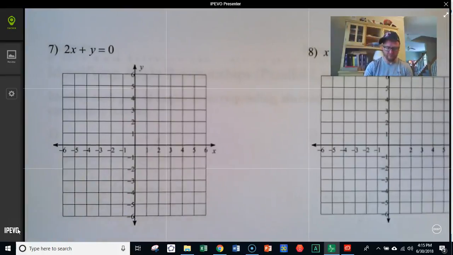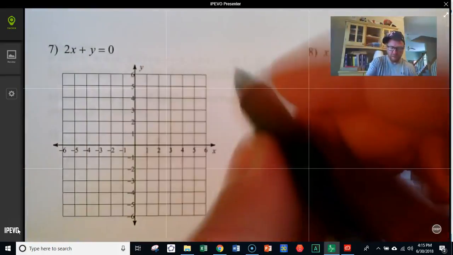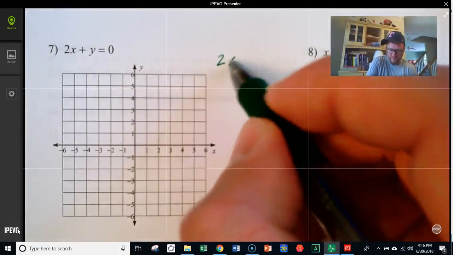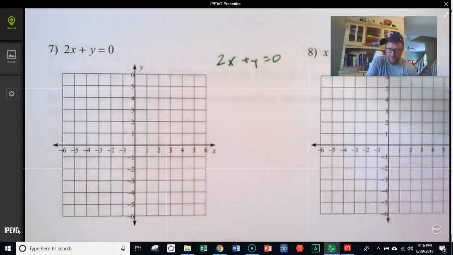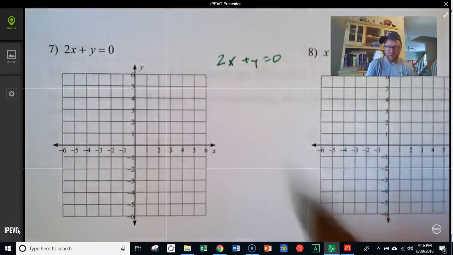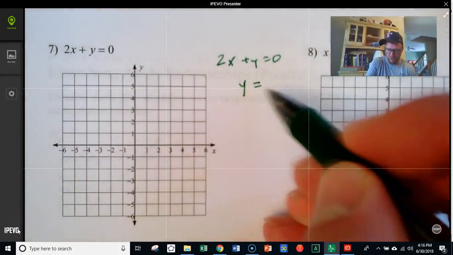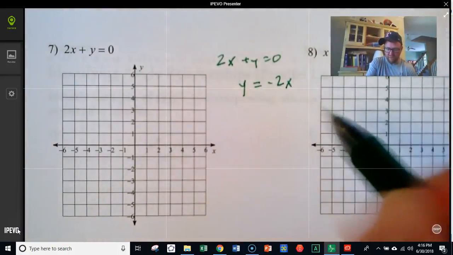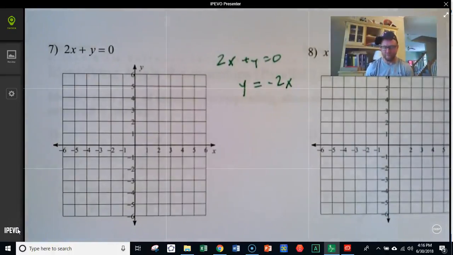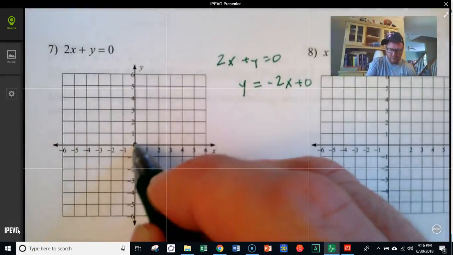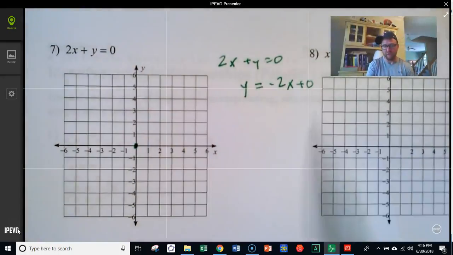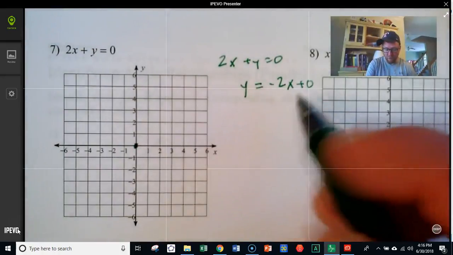All right, so here, do the same thing. I'm going to take 2x plus y equals 0. And I'm going to subtract 2x from both sides, and I get y equals negative 2x, and I could say plus 0, but what's the point? So here, well, I'll put it in. All right, so my y-intercept is 0, as you see there. And my slope is negative 2.